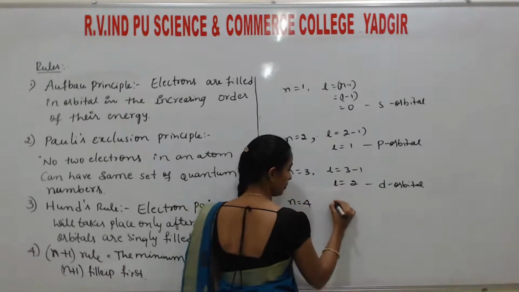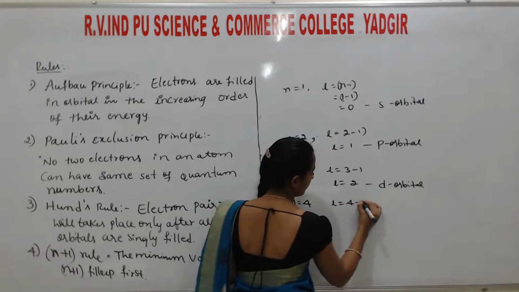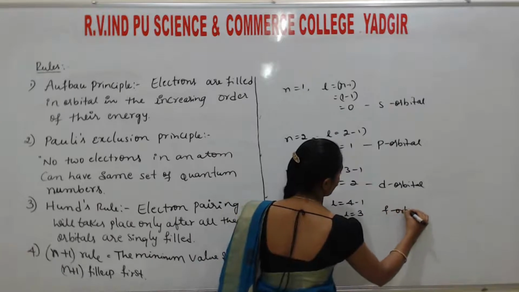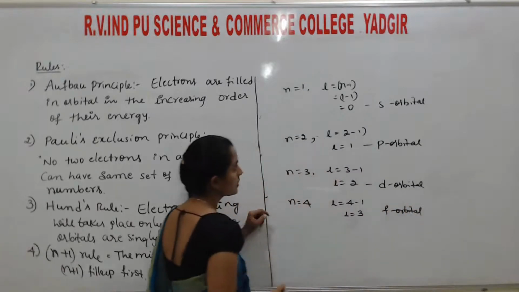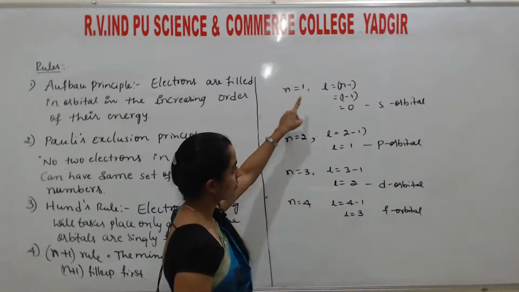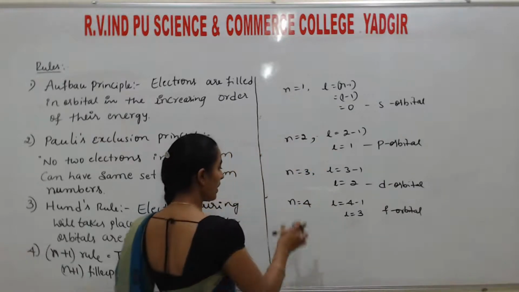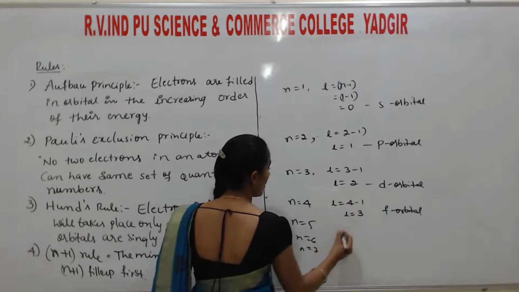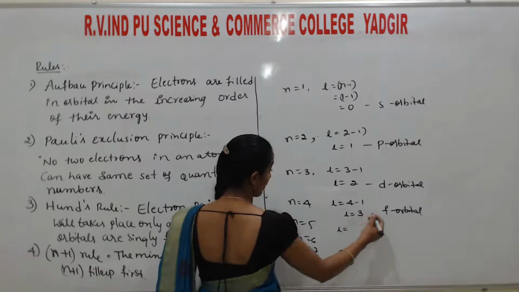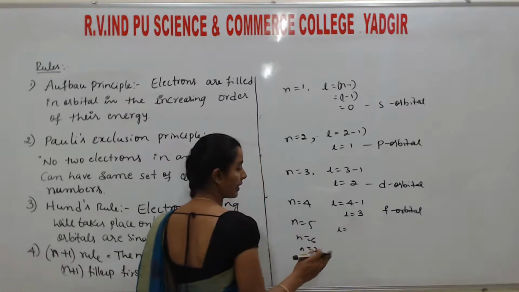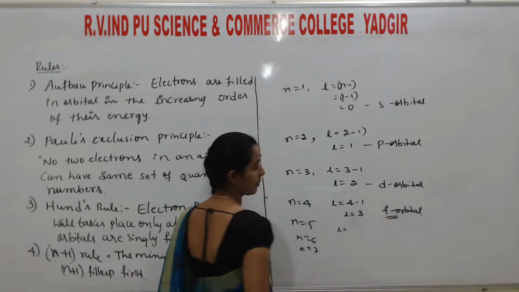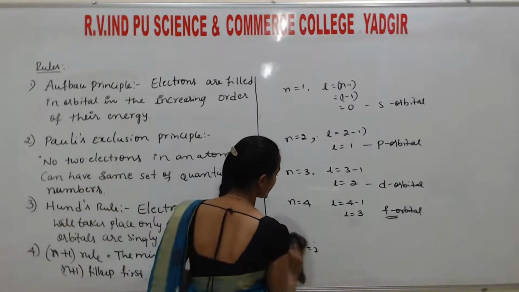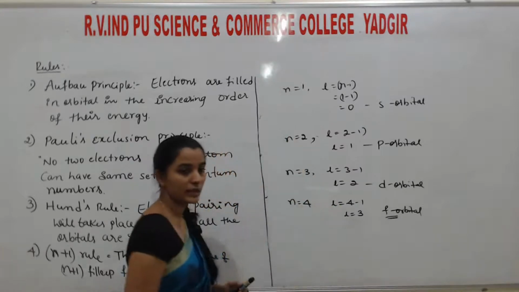Next, n is equal to 4, l is equal to 4 minus 1, l is equal to 3, that is f orbital. So students, this l has values 0, 1, 2, 3 only. But this n may vary: n is equal to 5, 6, 7. But then you can't do n equal to 5 minus 1, that is 4, like that, because it ends at the f orbital. Because l tells about only one subshell. Okay students, this is n plus l.